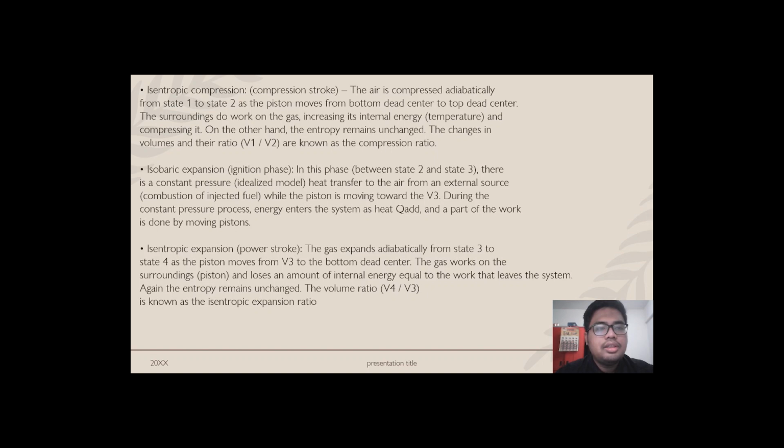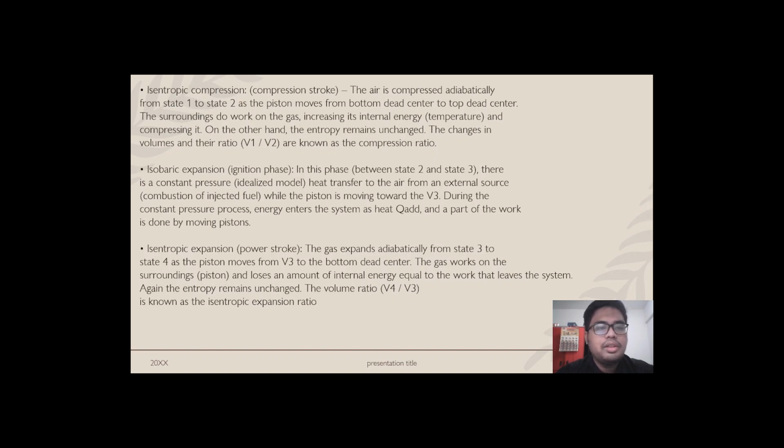In the isentropic process, the compression stroke, the air is compressed adiabatically from state 1 to state 2 as the piston moves from the bottom dead center to the top dead center. The surroundings do work on the gas, increasing its internal energy, which is temperature, and compressing it. On the other hand, the entropy remains unchanged. The change in volume and their ratio, V1 divided by V2, is known as the compression ratio.